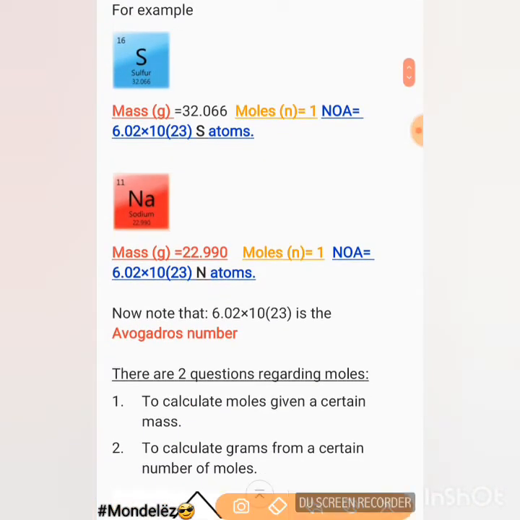And that is your Avogadro's number. This is what you'll be using in class. This is what you'll be using when you calculate. All right.